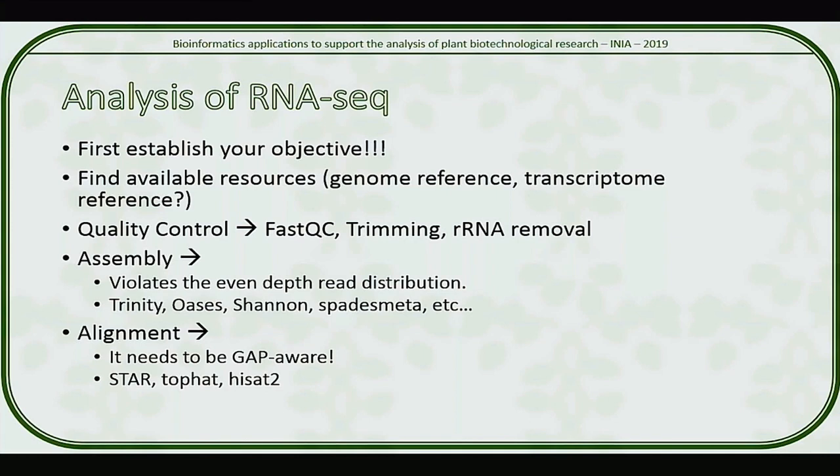A few examples of aligners are STAR, TopHat, and HISAT2. These are gap-aware aligners, because the most typical scenario is that you don't have a transcriptome assembly or reference to map your reads to, you have a genome. And when you have a genome, you need to be aware of these gaps. Now finally, and this is not on the slide, but I'm going to mention it: you may or may not have an annotation for your reference genome.